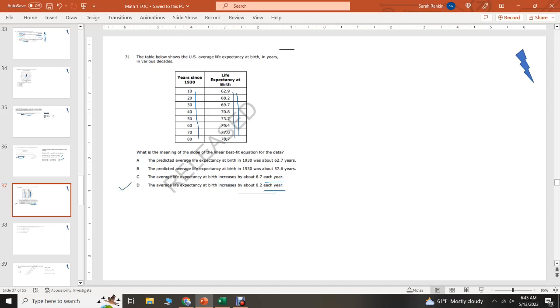So you could either use your calculator and calculate the slope, or this one you could eyeball. But the key thing here is they're kind of a trick question, right? This is in 10-year increments, and they're asking you for a year. So you've got to take that slope and divide by 10 to get an annual rate.